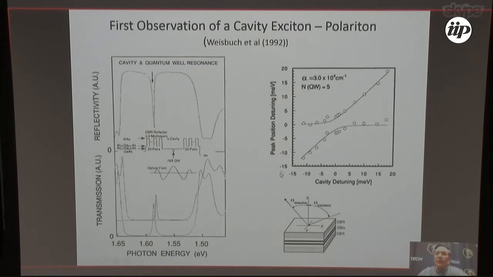And here's your quantum. This is going to be a quantum well. This is the distributed Bragg reflectors. And what happened was measured here. It's basically you've got five quantum wells. And you've got a rather small Rabi splitting.